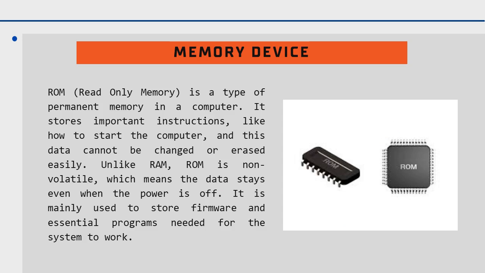ROM or read-only memory is a type of permanent memory in a computer. It stores important instructions like how to start the computer, and this data cannot be easily changed or erased. Unlike RAM, ROM is non-volatile, which means the data stays even when the power is off. It is mainly used to store firmware and essential programs needed for the system to run.